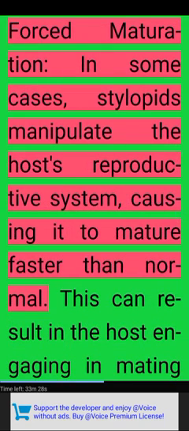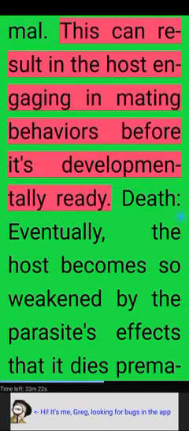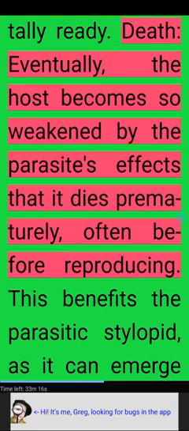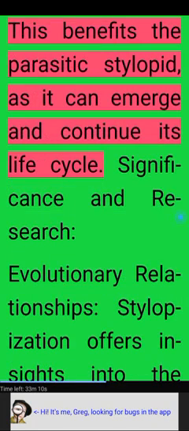In some cases, stylopids manipulate the host's reproductive system, causing it to mature faster than normal. This can result in the host engaging in mating behaviors before it's developmentally ready. Death. Eventually, the host becomes so weakened by the parasite's effects that it dies prematurely, often before reproducing. This benefits the parasitic stylopid, as it can emerge and continue its life cycle.